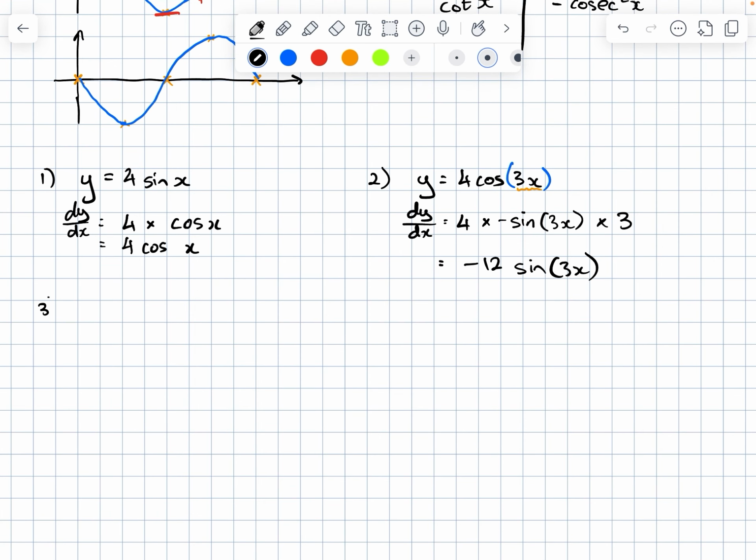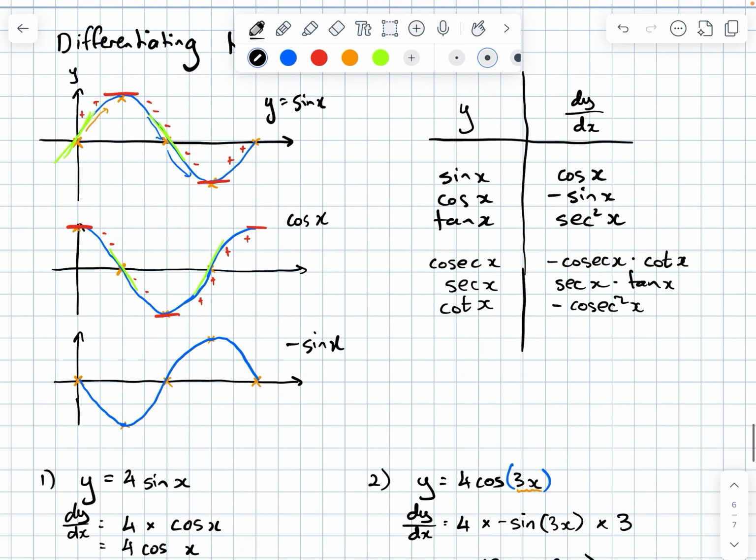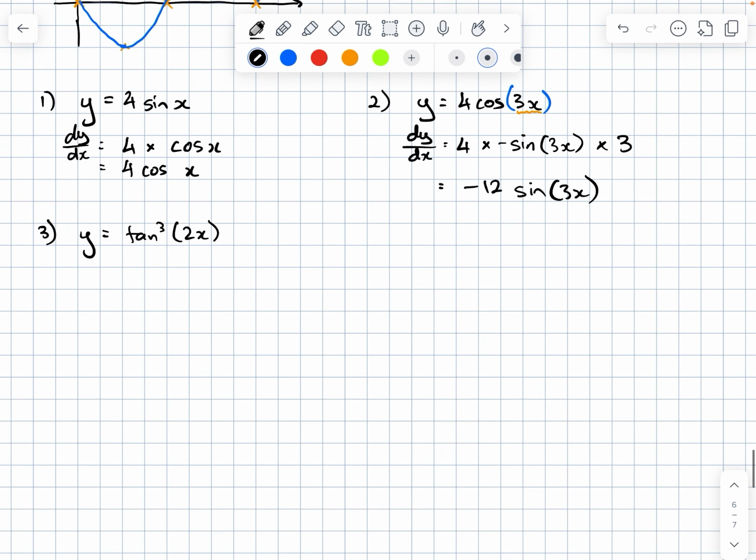Number 3, y equals tan cubed 2x. Okay, so for this one, our table doesn't have a tan cubed in the y section, so we should rewrite this as y equals tan 2x to the power 3. And so this is a composite function. And so from before, we learnt that to differentiate a composite function, we differentiate the outer function and then multiply by the derivative of the inner function.